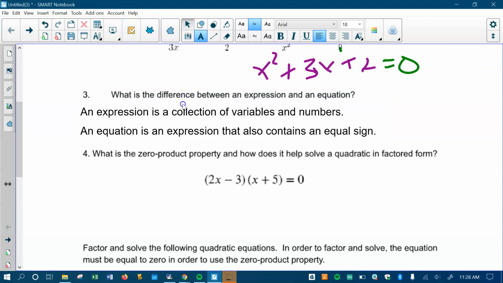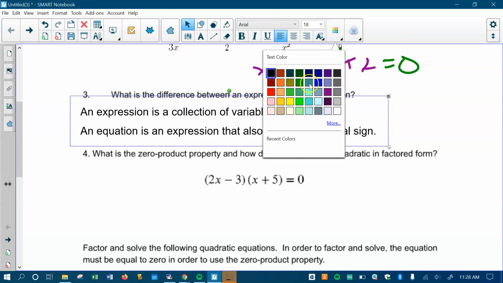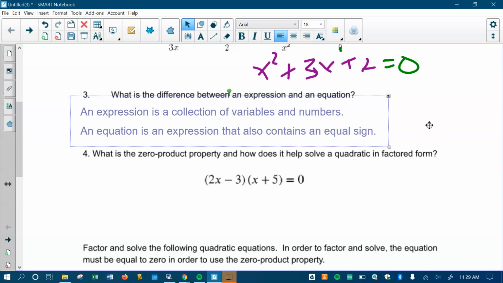Let me just change the color. I'll change it to my favorite color. We'll change this to this cloudy shade of purple.